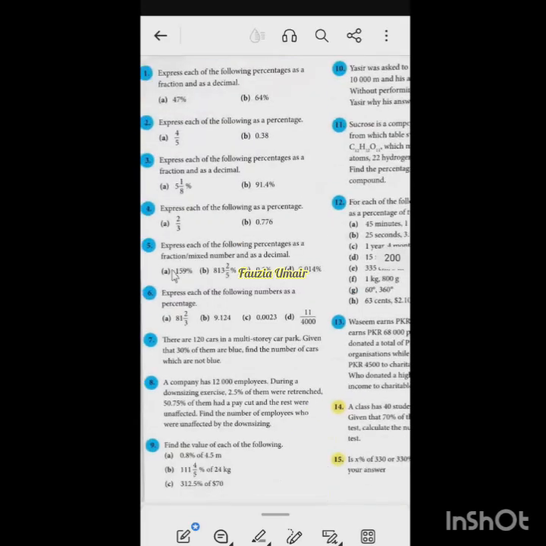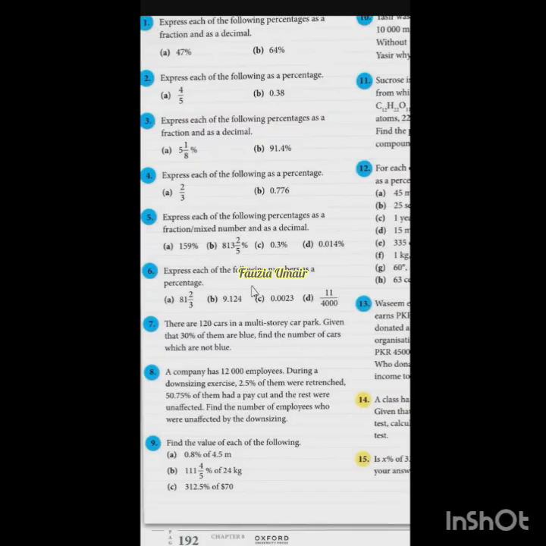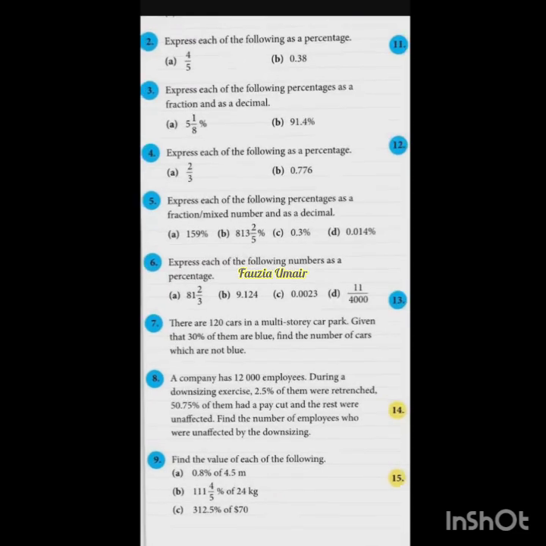Question number 6: express each of the following as a percentage. So we need to convert numbers into percentages. If you can recall, I told you there are 3 methods. One method is to make the denominator 100 by multiplying it with some number. Another is to make the denominator 100 by dividing it. Or third, if you cannot do it by the first 2 methods, then simply multiply it with 100 and write down the answer in decimal. So we are going to do these 4 questions.